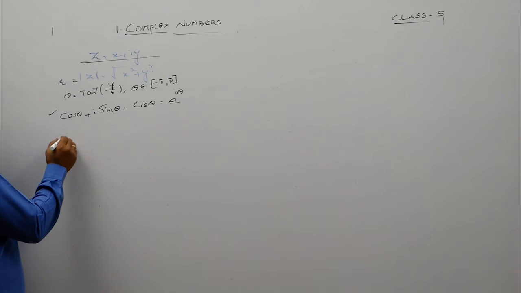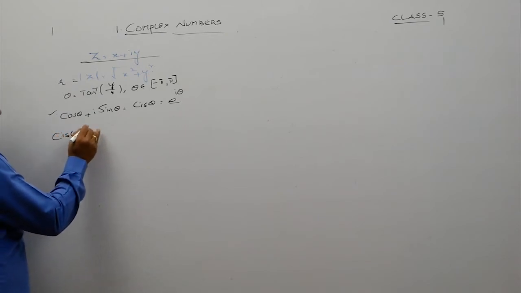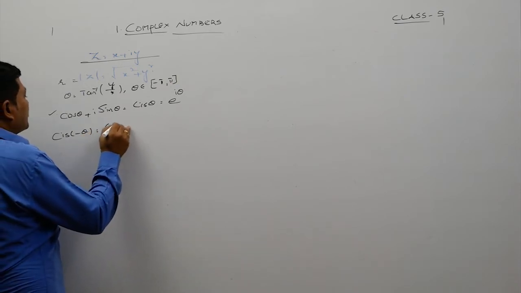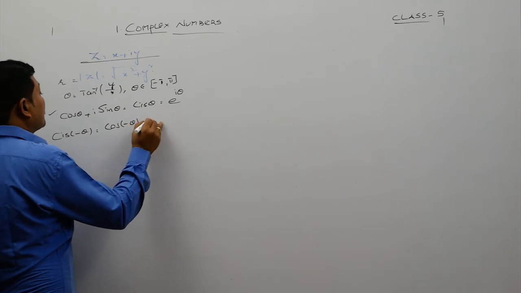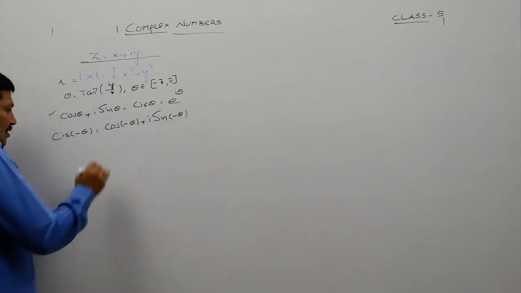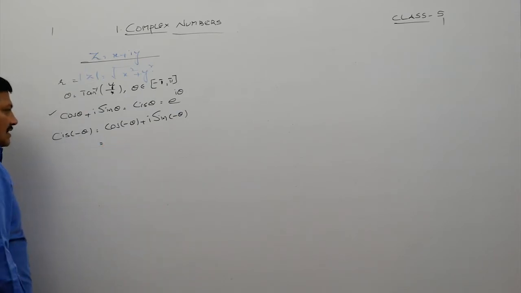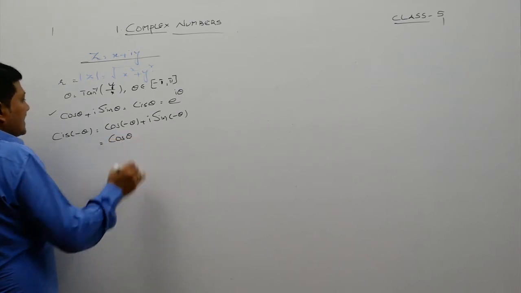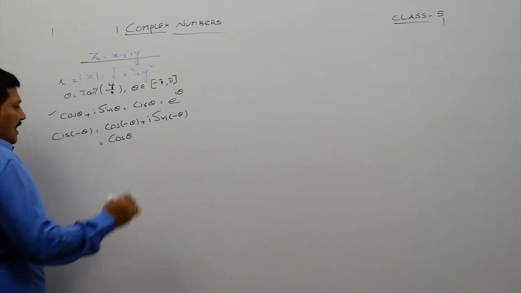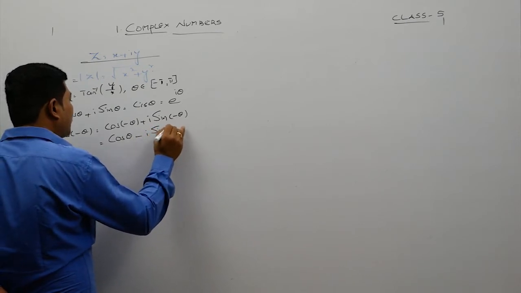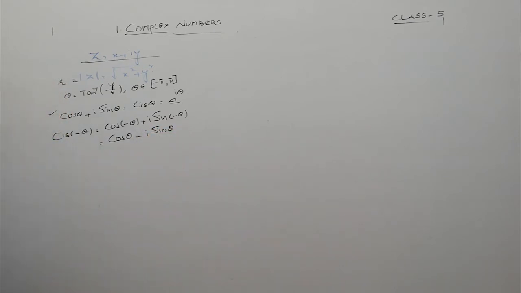Next, you can write cis of minus theta. So cis of minus theta is equal to cos of minus theta plus i into sin of minus theta. Now cos of minus theta, cos is an even function, so cos of minus theta is cos theta, and sin of minus theta is minus sin theta, so minus i into sin theta. So what is this?